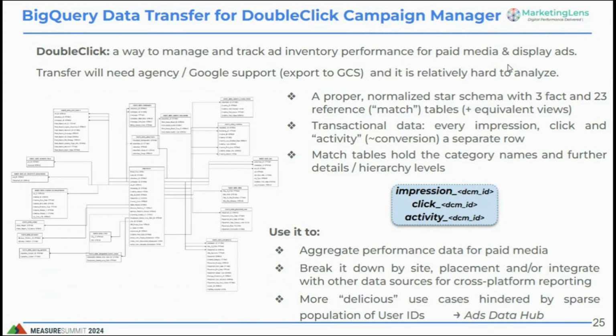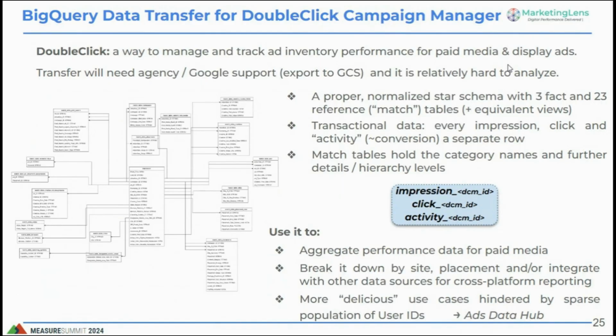And when they do that and you establish the transfer, which in itself is not that difficult a process, even then it's relatively hard to analyze. So the data you're getting is a proper normalized star schema with 3 fact tables and 23 reference tables, which are called match tables. And just like Google Ads, there's also an equivalent number of views here.